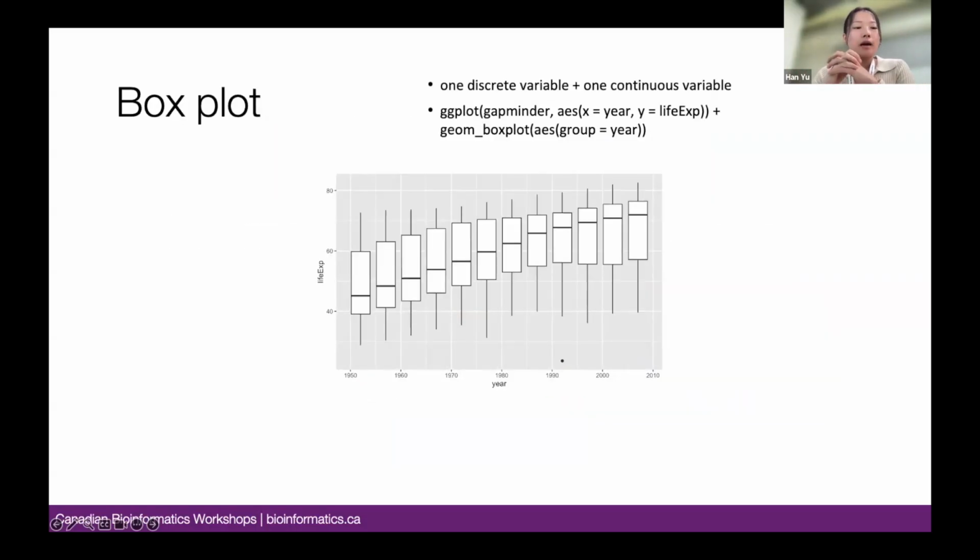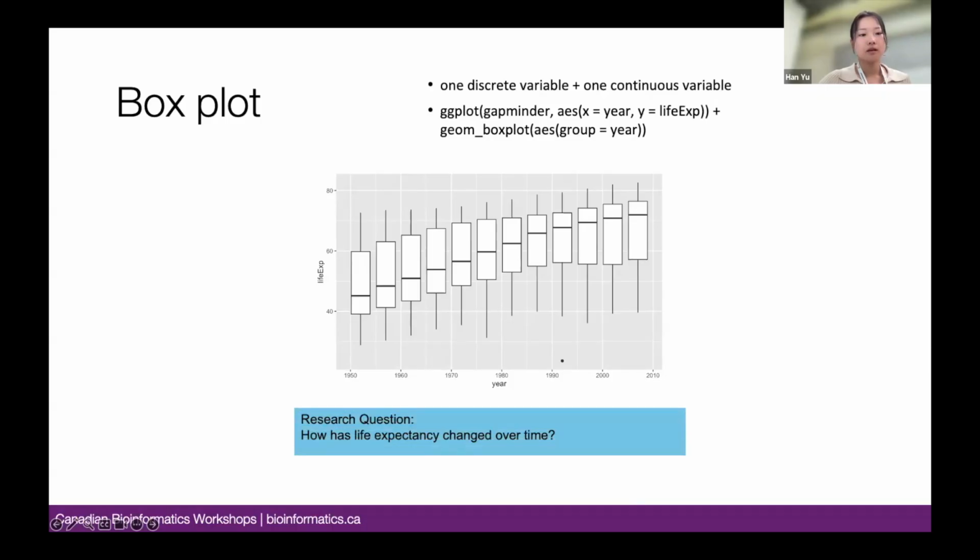So the next plot I will introduce is a box plot. So here is a box plot to describe how life expectancy changes over time. You can see the x-axis is the year, the time, and the y-axis is the life expectancy. So the box plot is used for 1 discrete variable and 1 continuous variable. So you can simply use the geom_boxplot function to draw the box plot in ggplot2. Okay.